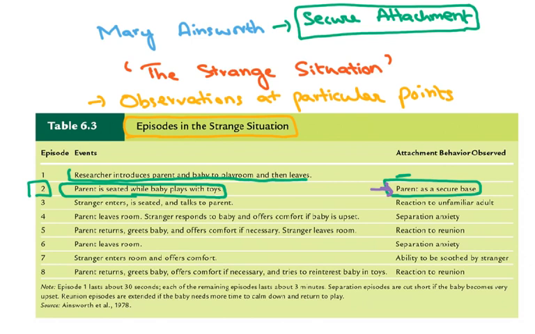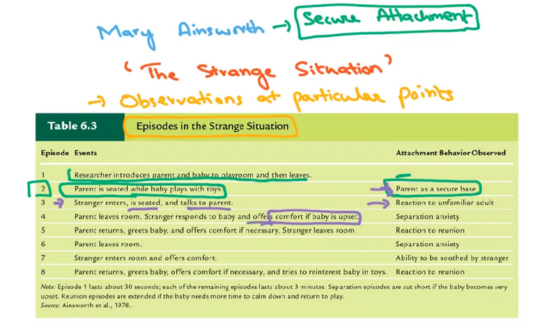For comfort seeking. The third stage here is that you have the stranger enter and they're seated and they start talking to the parent, right? Now what you note here is what is the reaction of the child to the unfamiliar adult. Then the fourth stage is the parent leaves the room, and the stranger responds to the baby and offers comfort if the baby is upset. So here you have the parent leave the room, right? And the stranger is still there. At this stage, if the baby shows that they're uncomfortable or upset, the stranger is there to offer some comfort.